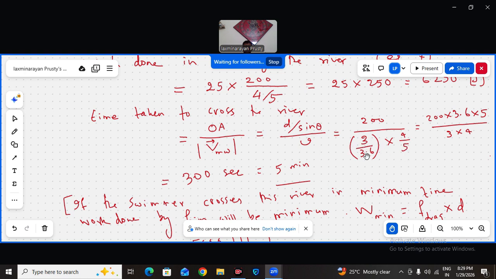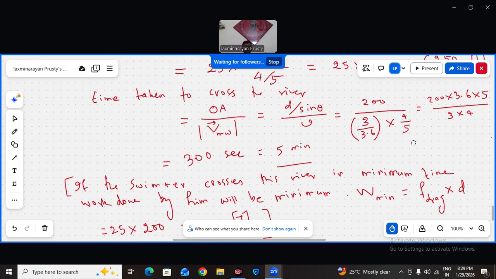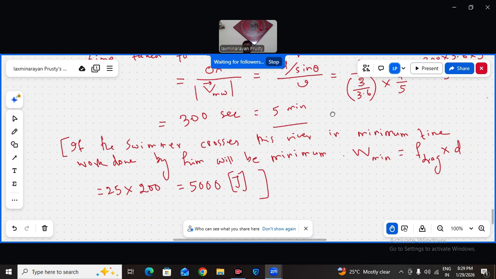V is 3 km per hour, so 3 divided by 3.6 to make it meter per second. So 200 by 3 by 3.6 by 4 by 5. So this is 1000 by 250 by 3 by 3.6, that is 250 into 1.2, that is 300 seconds. So 5 minutes it will take.